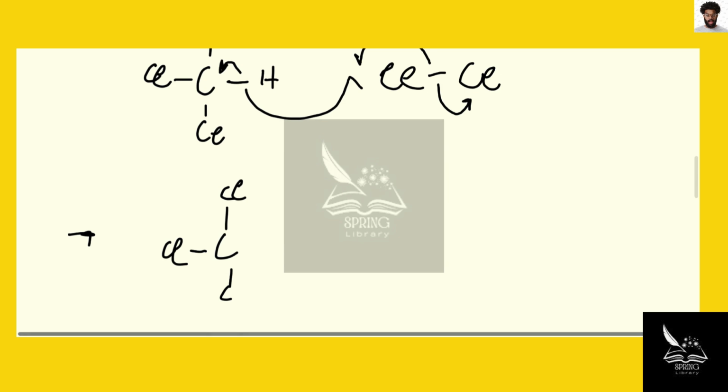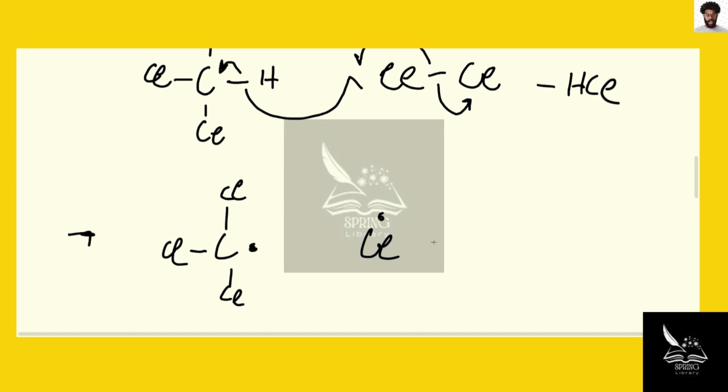Scroll down a bit. And then we're going to have our Cl radical. And let's say we lost HCl because we formed HCl, so just so we don't have to keep tracking it, and then these will come together.